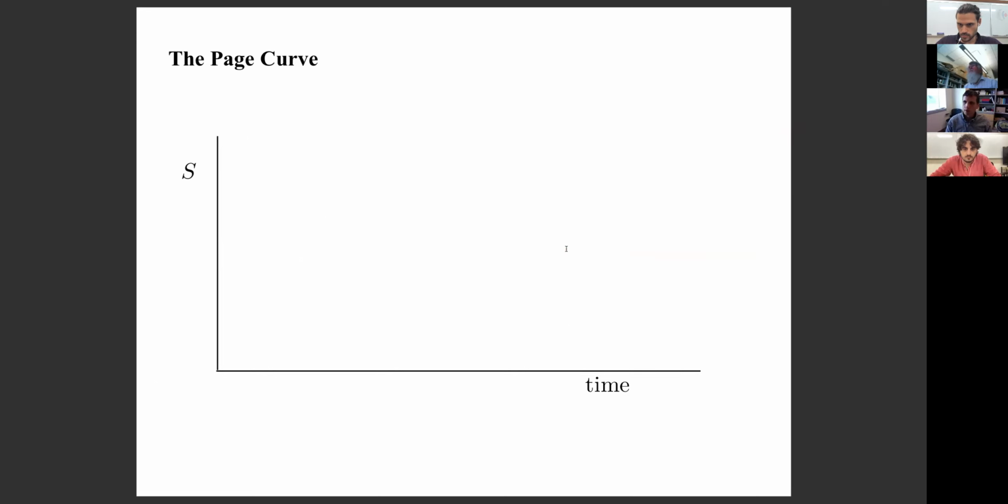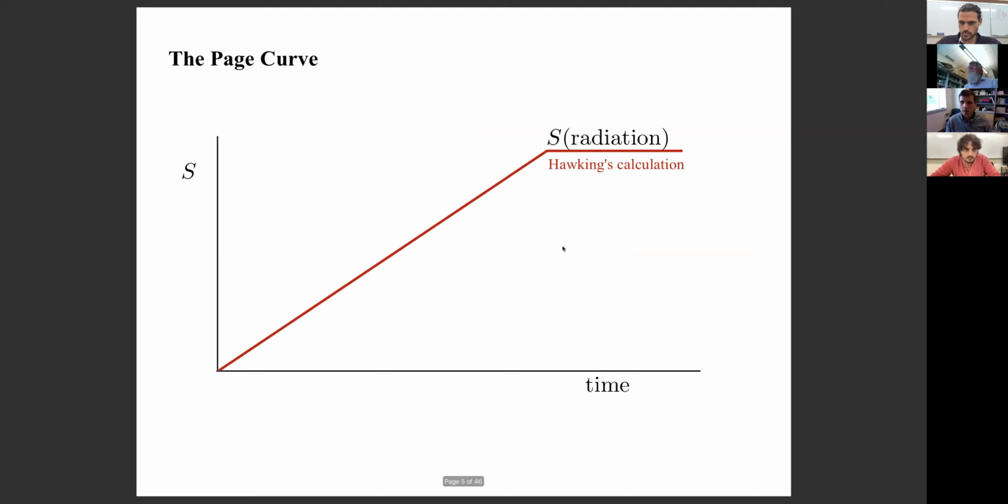So this is summarized by the Page curve. Hawking's calculation is that the entropy of the radiation goes up, up, up as the black hole is evaporating. Eventually, the black hole is gone. And the entropy saturates. This is the fine-grained entropy of the radiation, saturates at some finite number. So that's unitarity loss, and that's the problem.